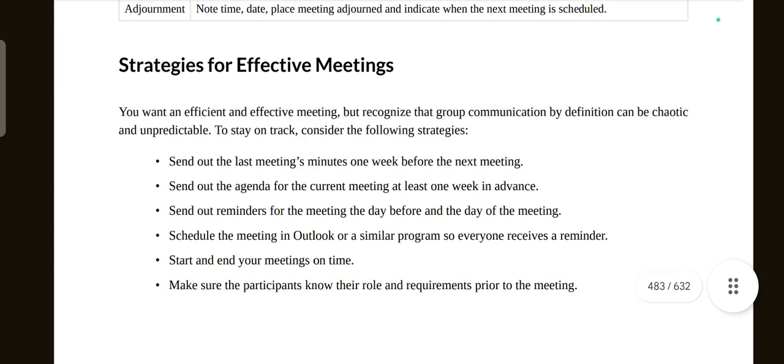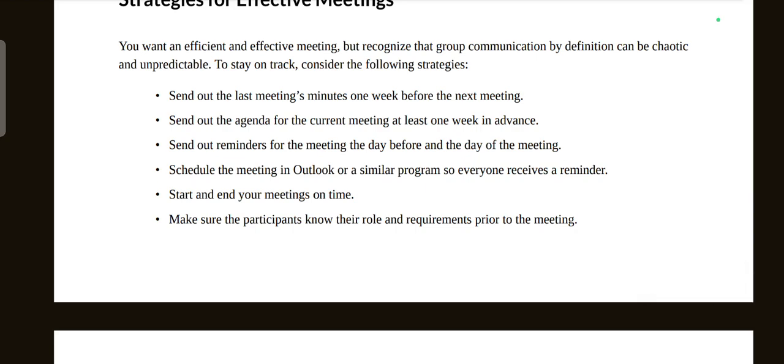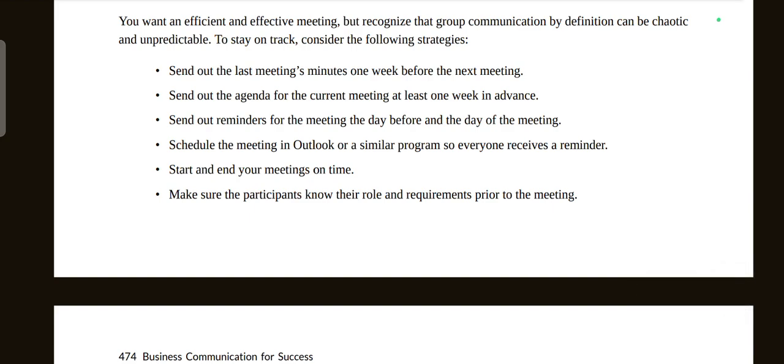So there are strategies for effective meetings. If you want an efficient and effective meeting, but recognize that group communication by definition can be chaotic and unpredictable, consider the following strategies. Send out the last meeting's minutes one week before the next meeting. Send out the agenda for the current meeting at least one week in advance. Send out reminders for the meeting the day before and the day of the meeting. Schedule the meeting in Outlook or a similar program so everyone receives a reminder.